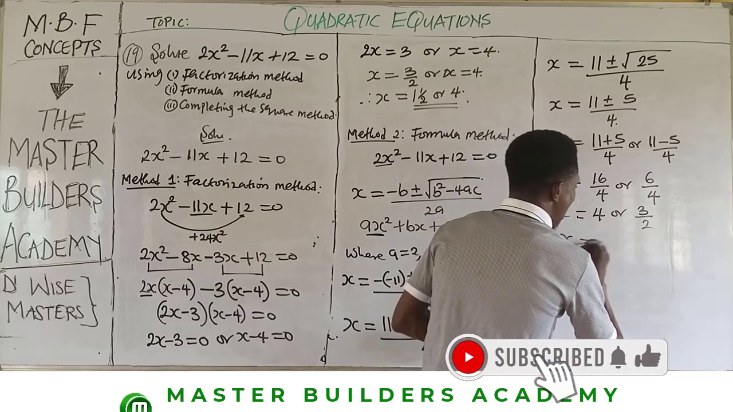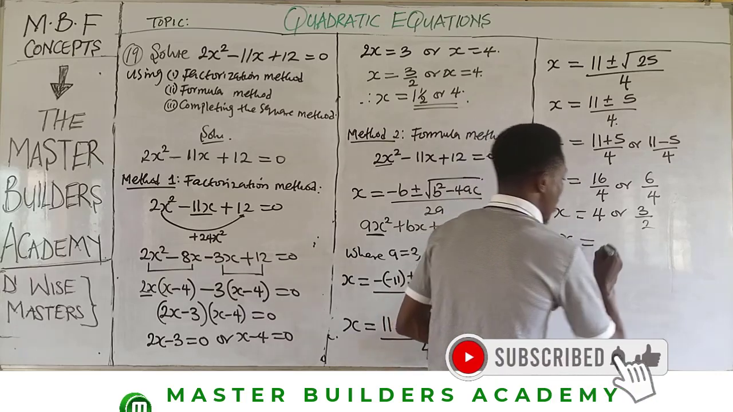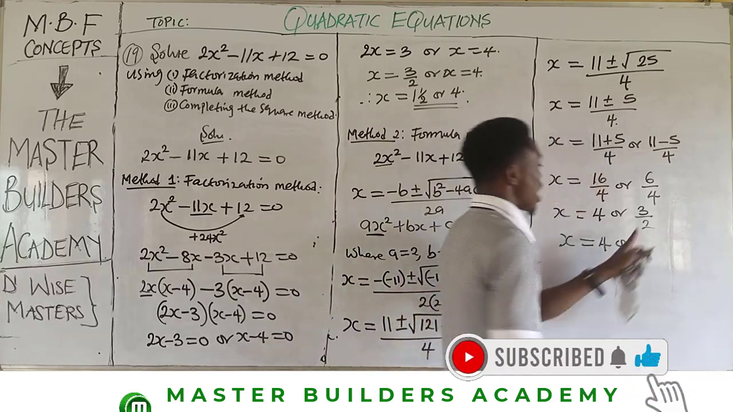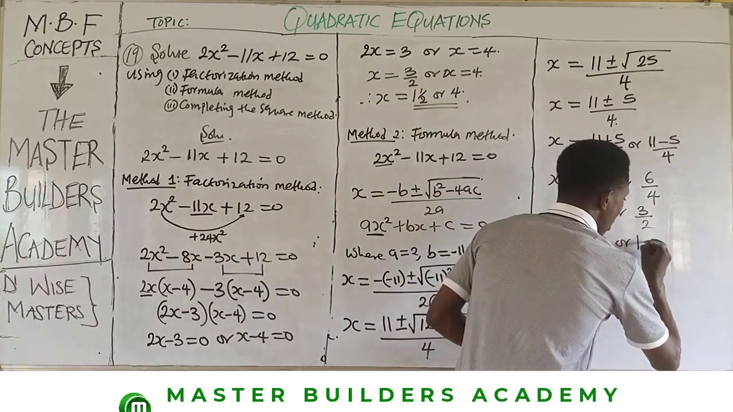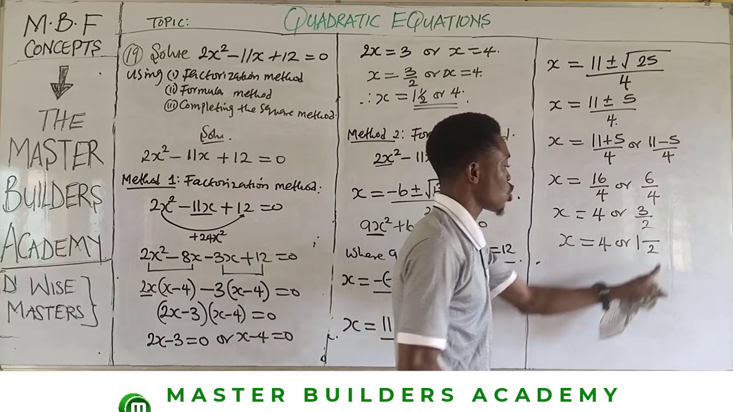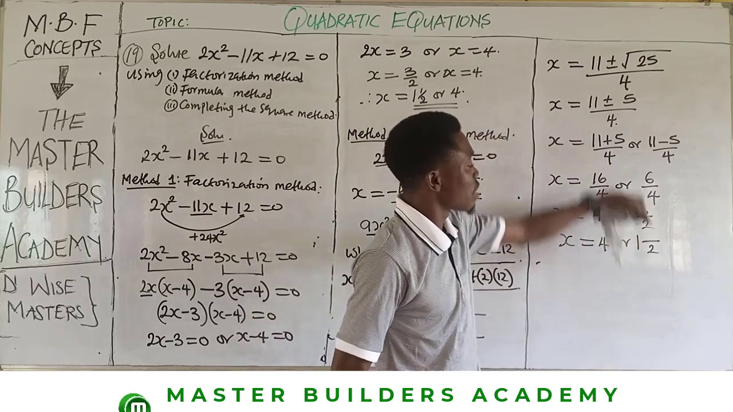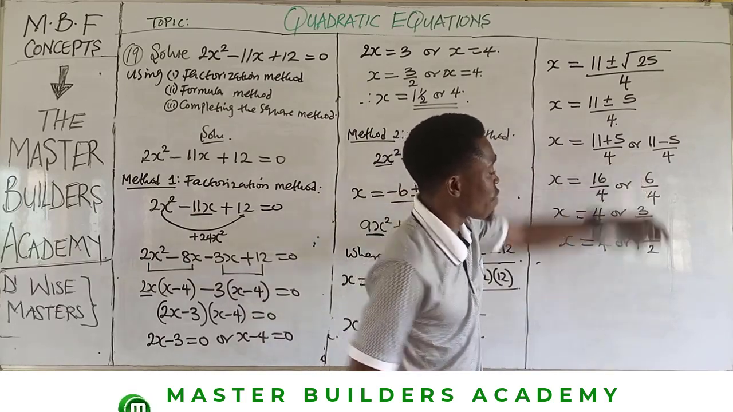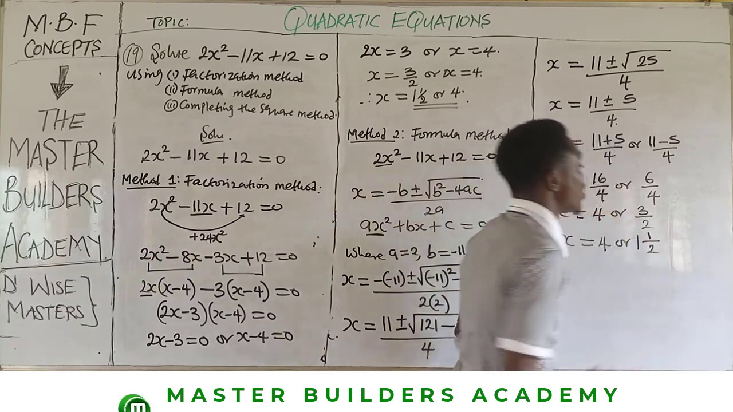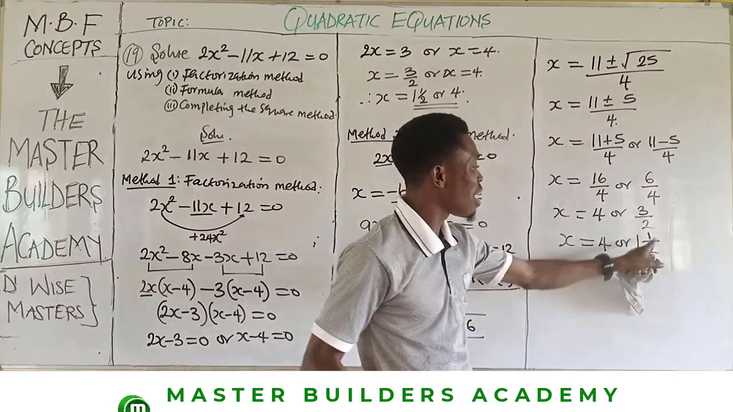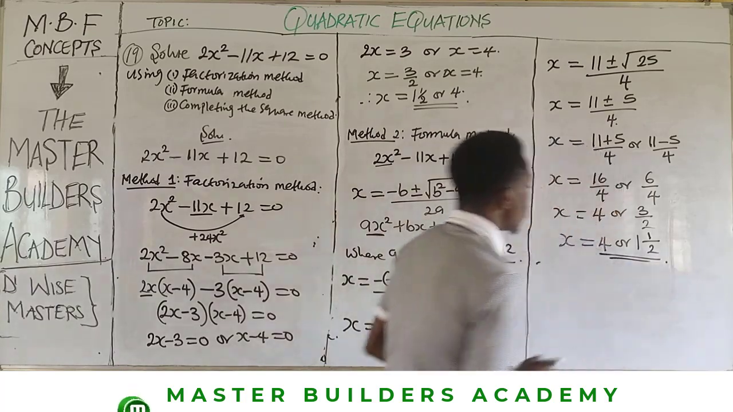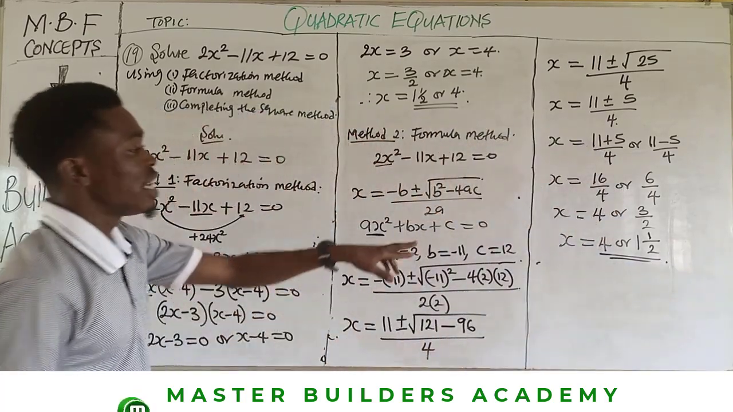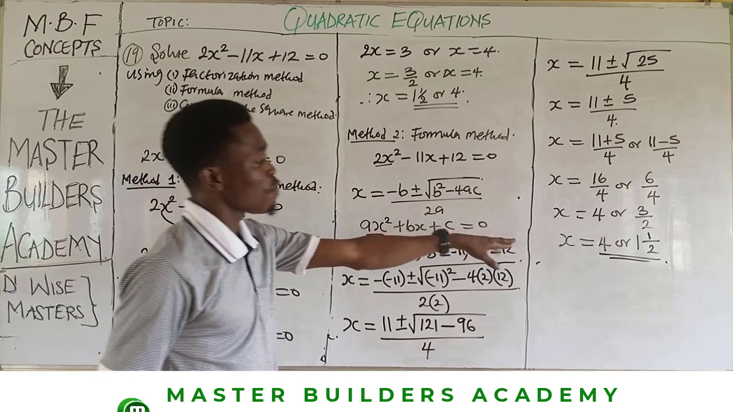If we decide to put our answer in a mixed fraction, therefore we are going to have 4 or minus. How many times will 2 go into 3? Once. Then all over 2, which is the denominator. 2 times 1 is 2. Now, remove the 2 from this numerator. Whatever you have there, you're going to have it as 1. So 3 minus 2, you have 1. So it becomes 1 whole number, 1 over 2. This is the answer to this question when we use the formula method.